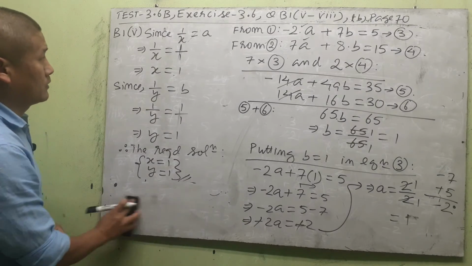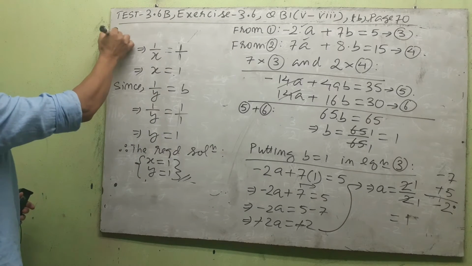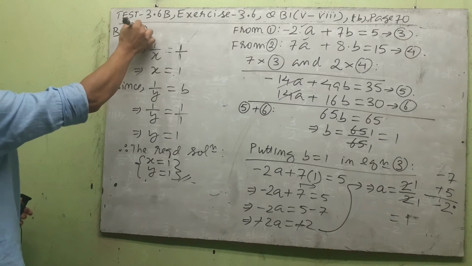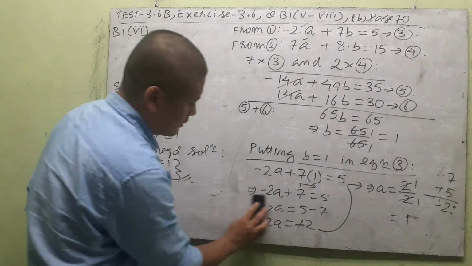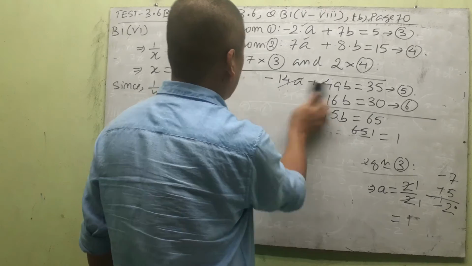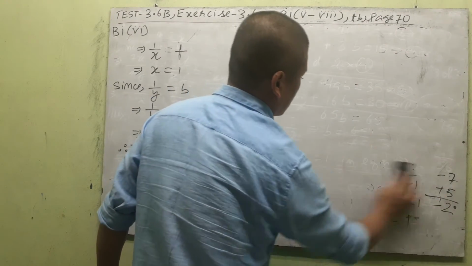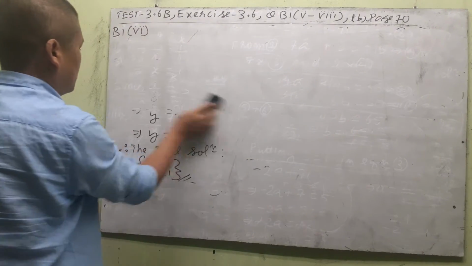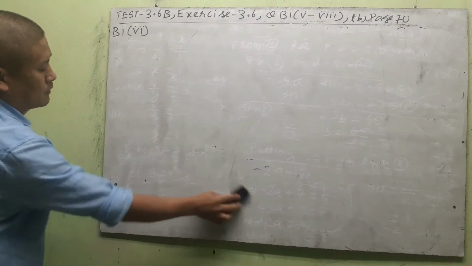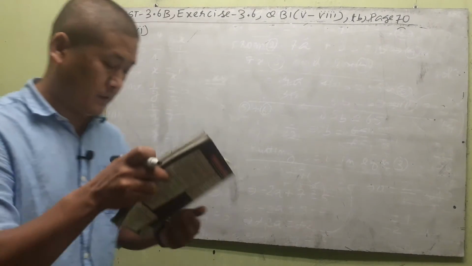Done with 5, so let's go to 6. Question B, subheading 6. Okay, so next here, go and read it.